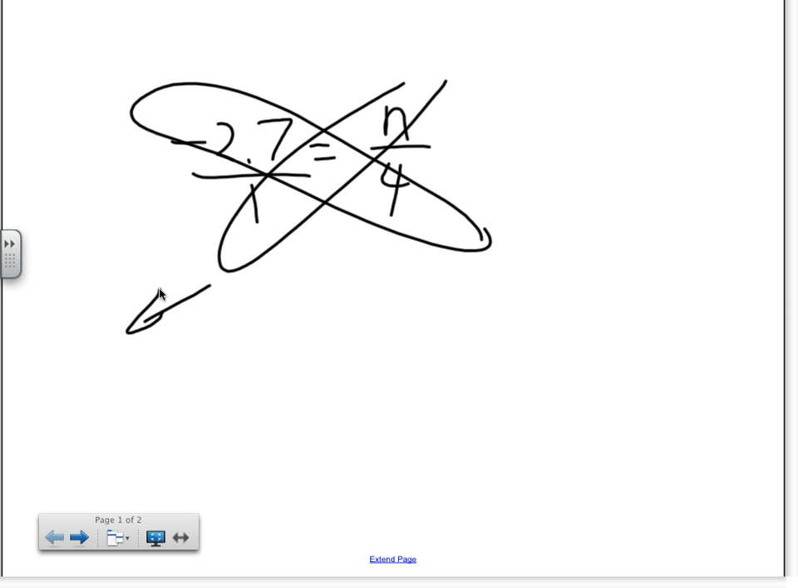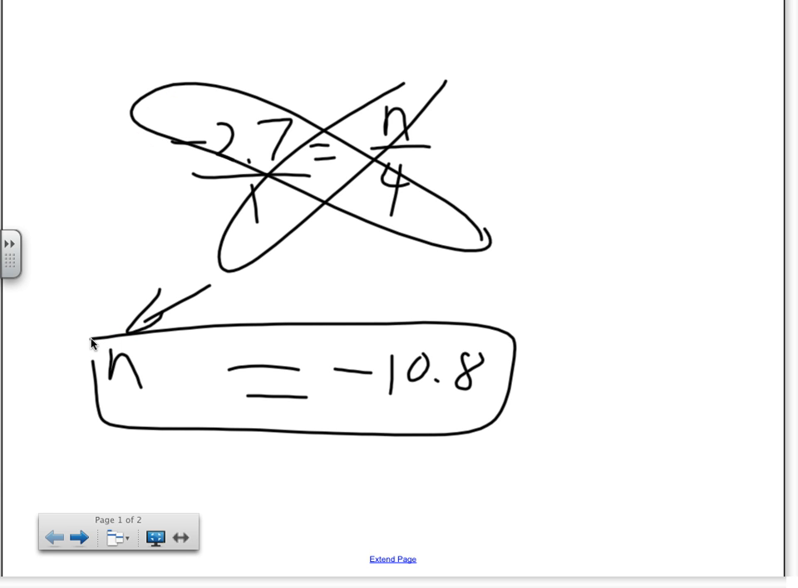1 times n, 1n, or just n. -2.7 times 4. What is -2.7 times 4? 10.8. Very good. It's actually negative 10.8 because of the negative, right? Yes. I got it right the first time. All right. Let's practice this. But notice that the problem before that wasn't that difficult, right?